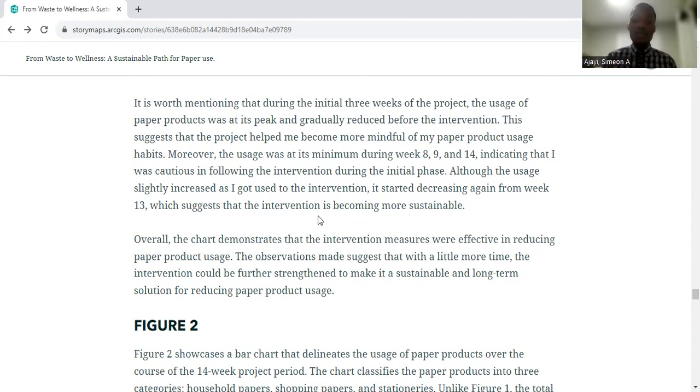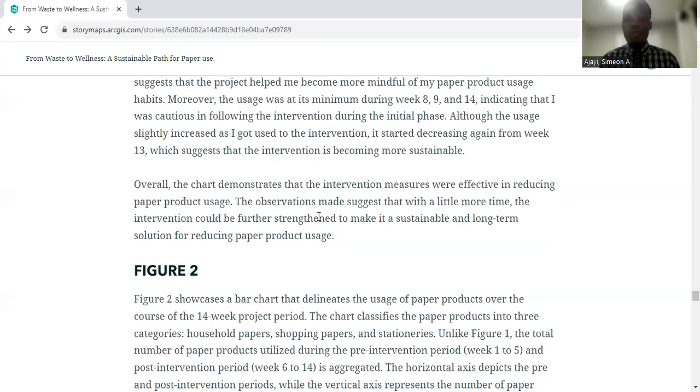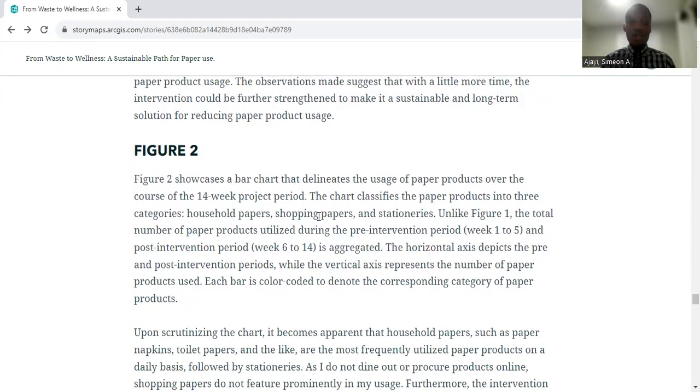Moreover, the usage was at a minimum during weeks 8, 9, and 14, indicating I was cautious in following the intervention during the initial phase. Although the usage slightly increased as I got used to the intervention, it started decreasing again from week 13, suggesting that the intervention is becoming more sustainable. Overall, the chart demonstrates that the intervention measures were effective in reducing paper product usage. This observation suggests that with a little more time, the intervention could be further strengthened to make it a sustainable and long-term solution for reducing paper product usage.